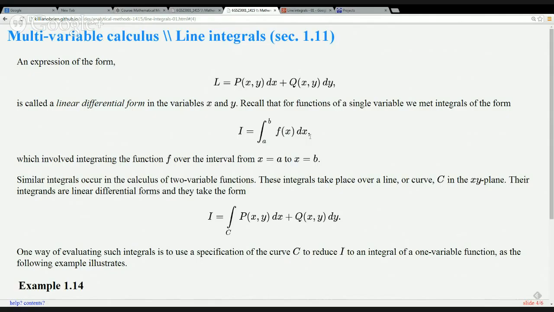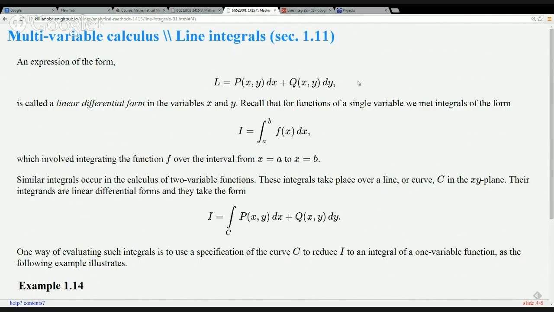differential form. So the equivalent thing in two variables is something of the form of this L at the top of the page. We have a mixture of the differentials dx and dy, both multiplied by functions depending on the two variables. So we have a p depending on x and y multiplying dx, and a q depending on x and y multiplying dy. It's this object, this linear differential form, which we can integrate along a line or a curve or a path.